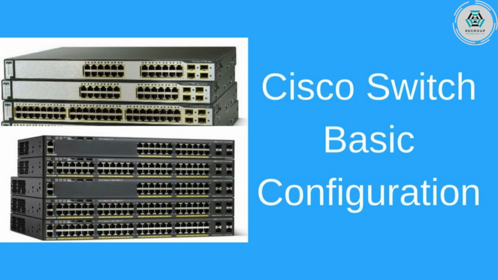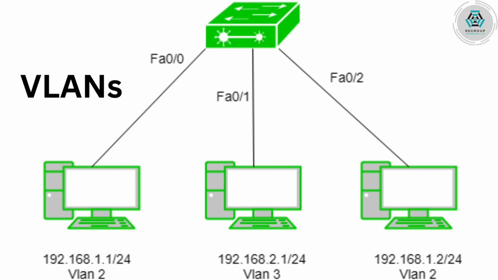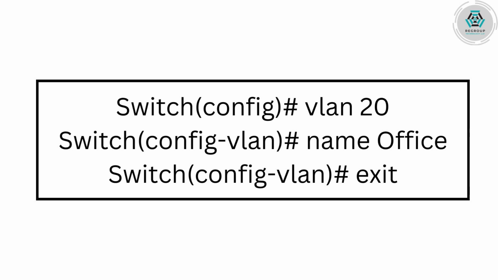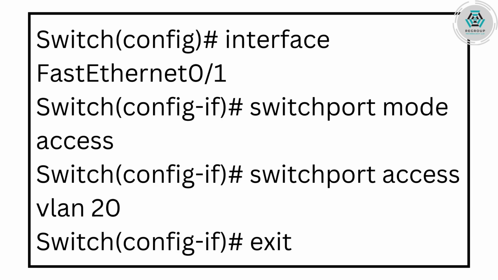Switch configurations. 1. Virtual Local Area Networks, VLANs. VLAN overview: VLANs segment a physical network into multiple logical networks, improving security and reducing broadcast traffic. Configuration steps: access the switch's CLI and create a VLAN. Assign switch ports to the VLAN.